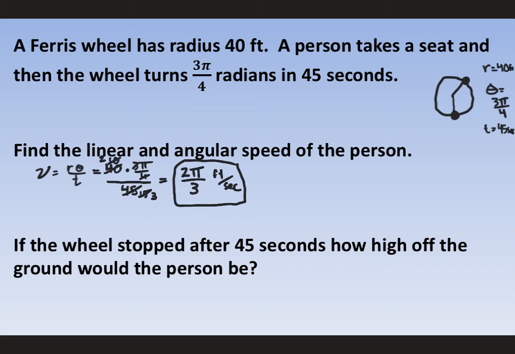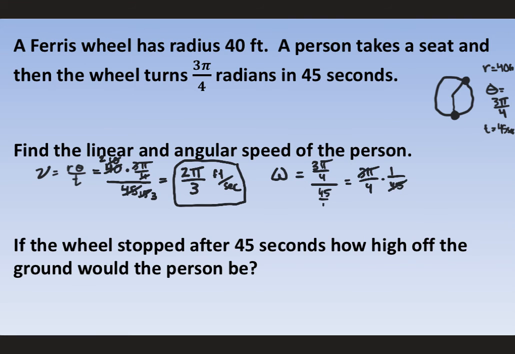And then our other formula is our angular speed. That's the little w thing equals our theta, which is 3 pi over 4, divided by our time, which is 45 seconds. Now I'm going to rewrite this. I'm going to make that 45 over 1. I'm going to rewrite this as 3 pi over 4 times 1 over 45. And I'm going to simplify what I can.